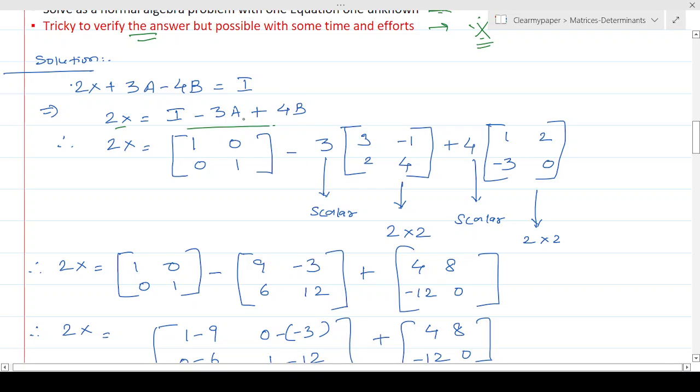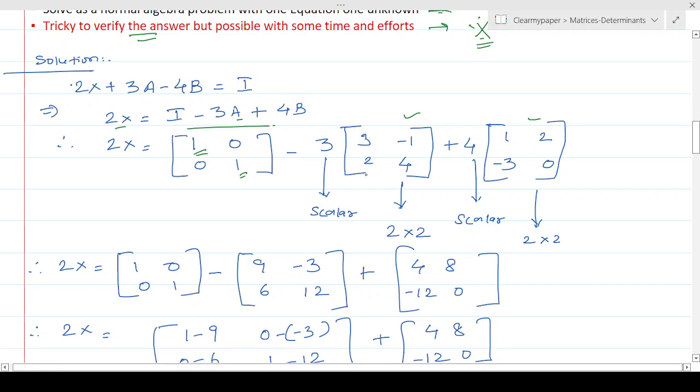Since the given matrices A and B are 2 by 2, I'm going to use the identity matrix as 2 by 2, because if you have to add and subtract, the matrices need to be equal, which means the rows and columns should be the same across the board for all of these matrices. So I'm taking a 2 by 2 identity matrix where this and this are 1 and the others are 0, minus 3, and I have the given matrix in this bracket, plus 4, and then I have this matrix that is given in the sum.